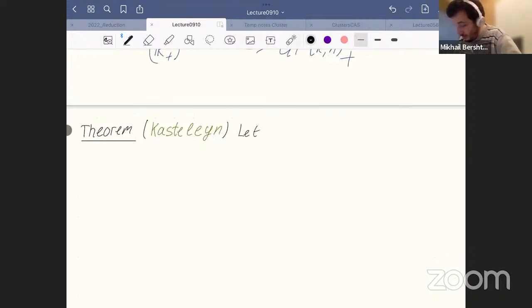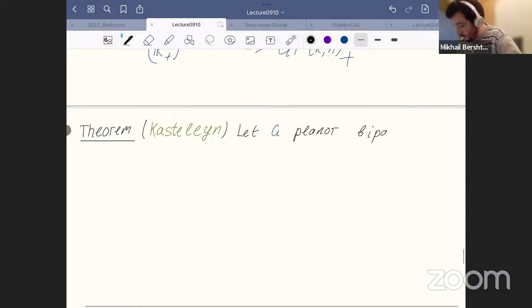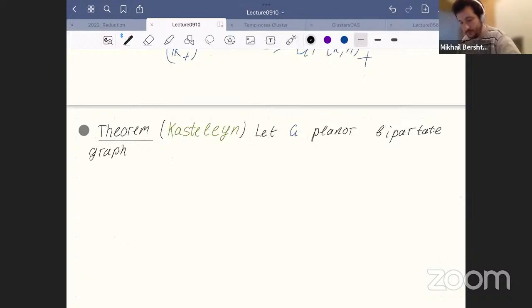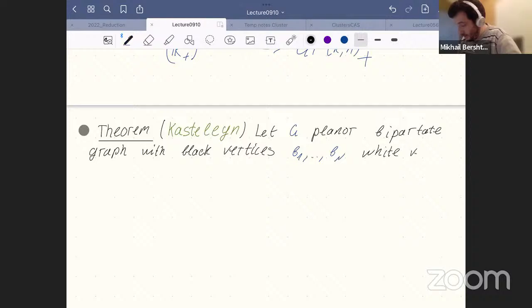Let G be a planar bipartite graph with black vertices B1, ..., Bn and white vertices Y1, ..., Yn.